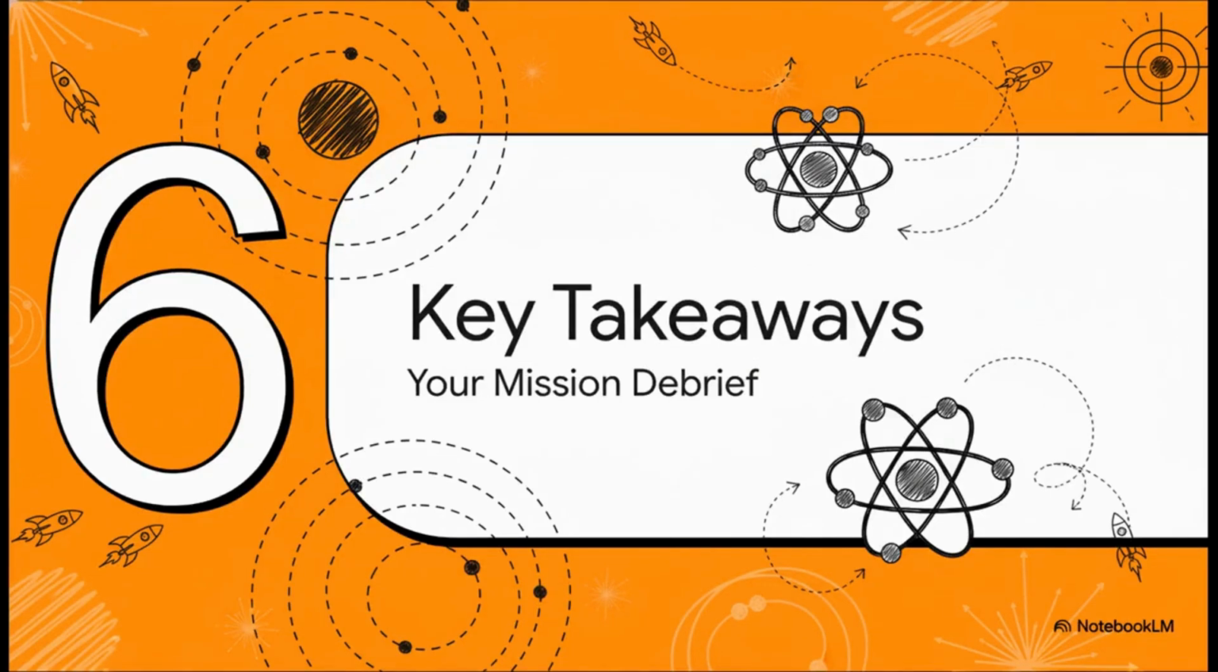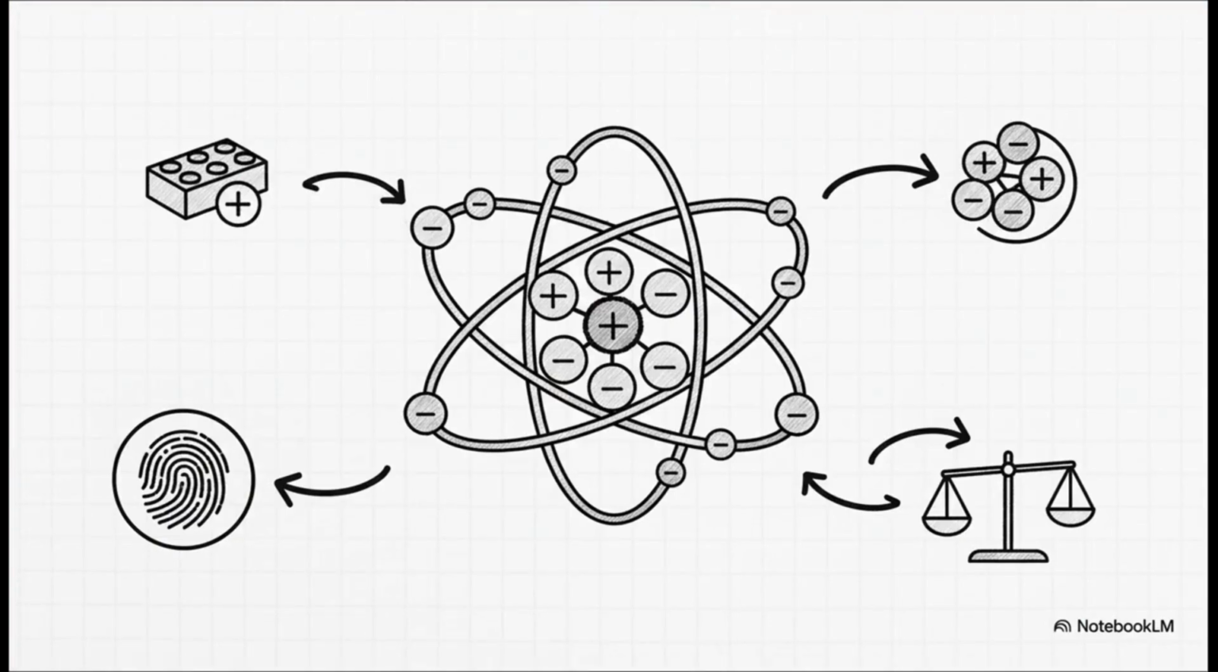Phew! Okay, that was a ton of information. Let's do a quick mission debrief and lock in those key takeaways so you don't forget them. Okay, so here's the absolute must-know info. Atoms are the building blocks of everything. They're made of positive protons, neutral neutrons, and negative electrons. Protons and neutrons are in the nucleus.